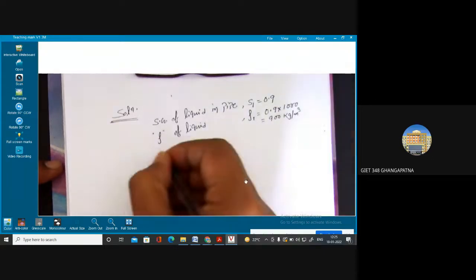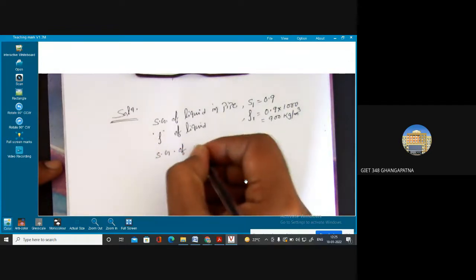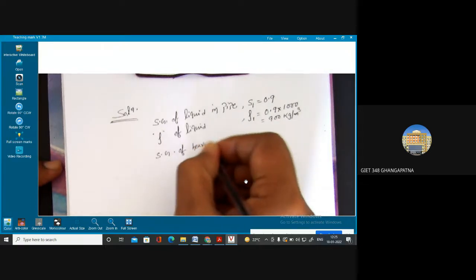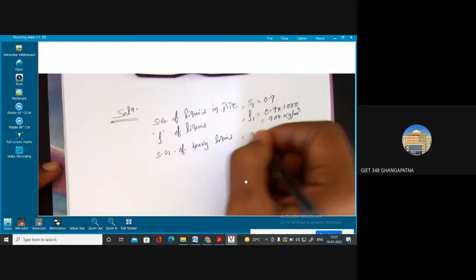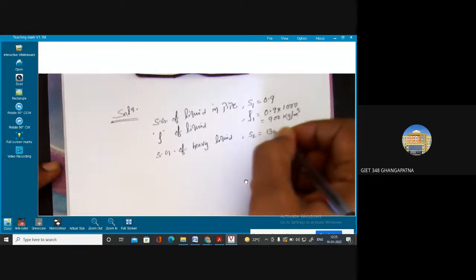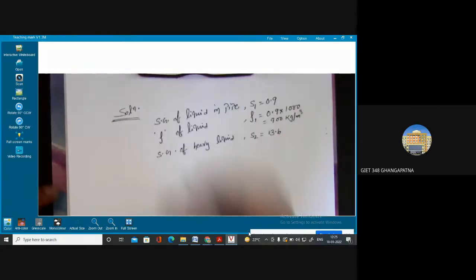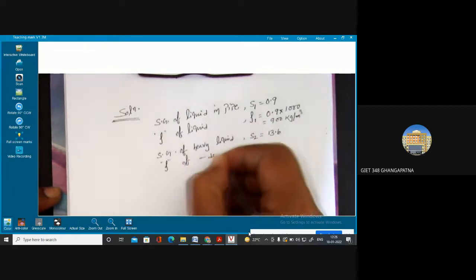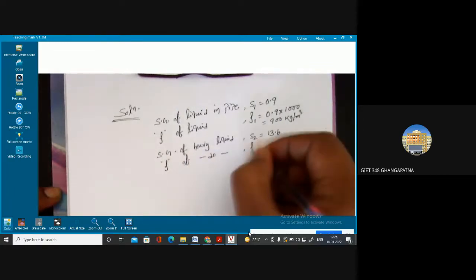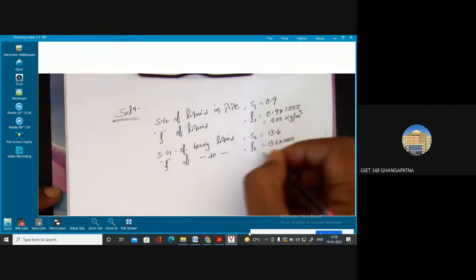Clear? Similarly, the liquid which is present in the right limb, specific gravity of which liquid? Specific gravity of heavy liquid, let us take it as S2. Already you know, it is given in the question. If it is not given, you have to remember this particular value. Clear? So specific gravity of heavy liquid is 13.6. Similarly, density of this heavy liquid, rho 2, is equal to 13.6 into 1000. So how much is it?